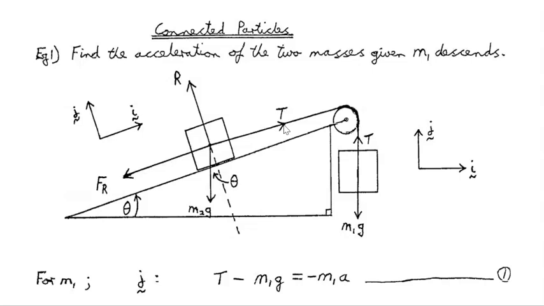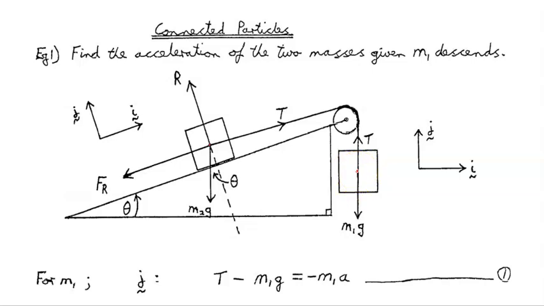Okay, again, for the masses, we use our particle model, where we imagine all the mass concentrated at the geometric center. And here's our geometric center, and all the forces act through that point. So that's where we draw the forces. Same here as well for the mass M1. Imagine the geometric center there, and all the forces act through that point.